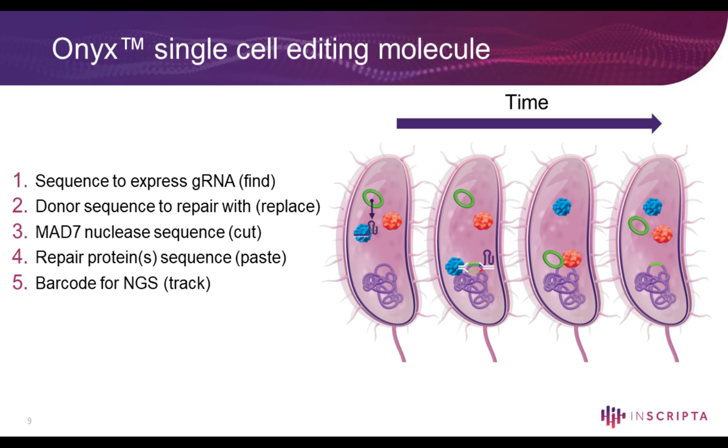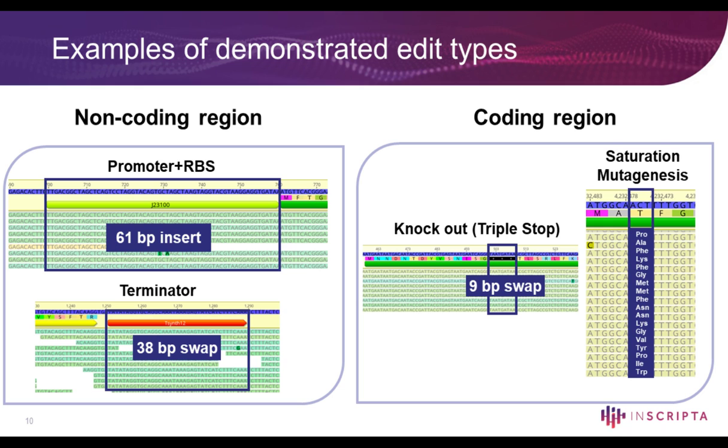So we looked at scale and performance, and I will give you an example of how we enable diversity of edit types. We enable you to go beyond just knocking out genes. You can design a diversity of edit types that gives you control over biological processes, be it transcription, translation, or protein function. And here are a few examples of the variety of edits that we've demonstrated.